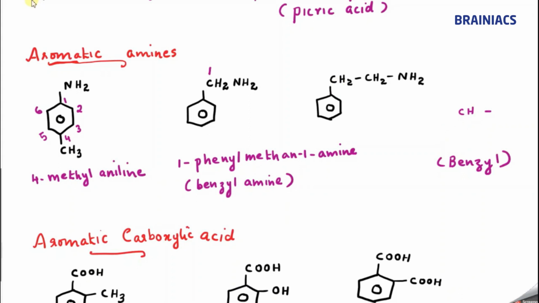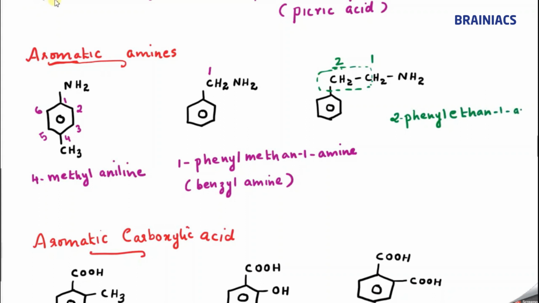Now, what is the name of the third compound? So here also let me number it. My parent chain here is this one, correct? Since the functional group is connected in the side chain. So 1 and this is 2. So what is the name of this compound? I can say 2 phenyl ethane 1 amine.